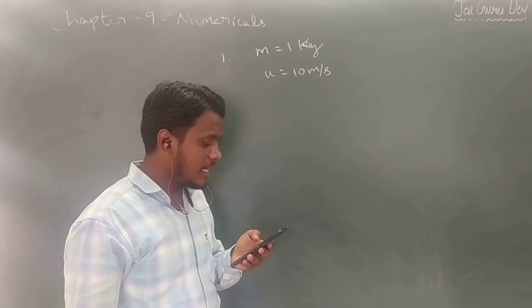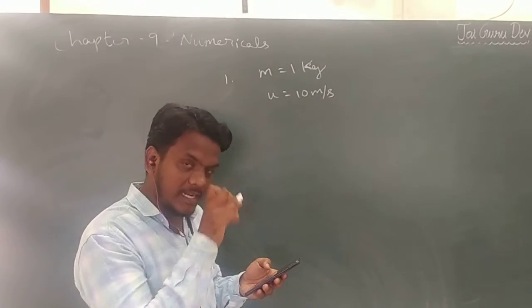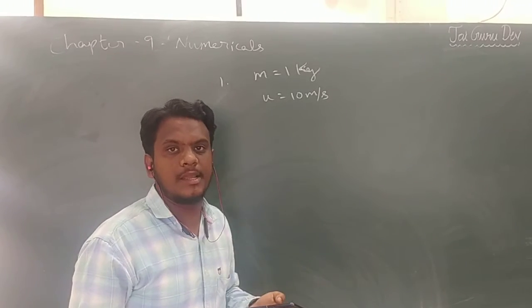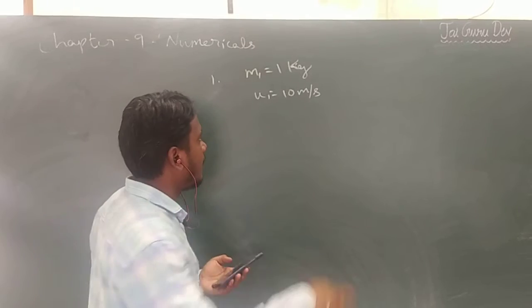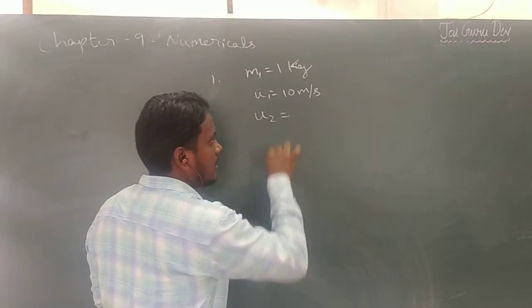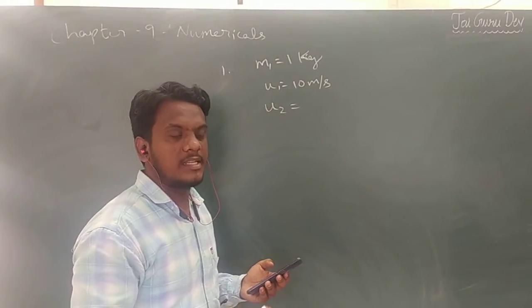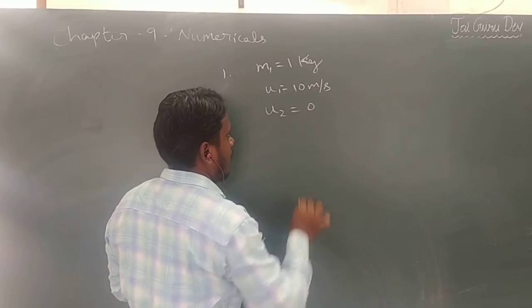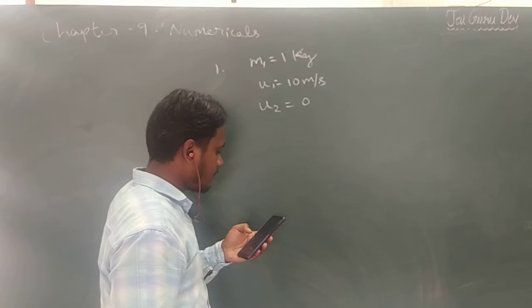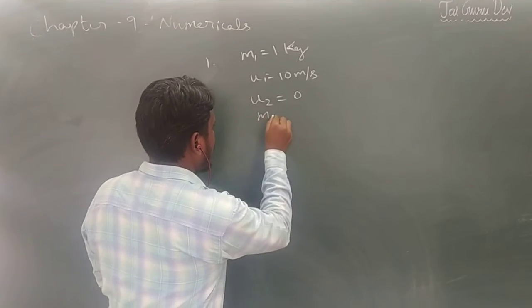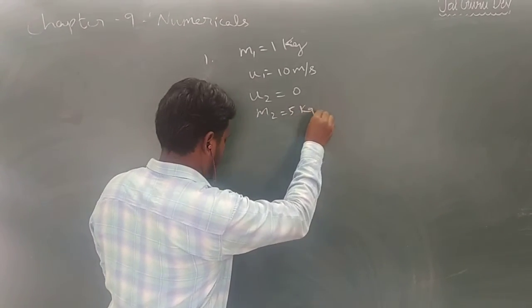Sticks to a stationary wooden block. So the second object is stationary. What is the meaning then? This is the first object's mass and first object's initial velocity. They have given us the second object's initial velocity is 0. That is, the second object is at rest. So stationary wooden block u2 equal to 0 of mass 5 kg. So m2 equal to 5 kg.